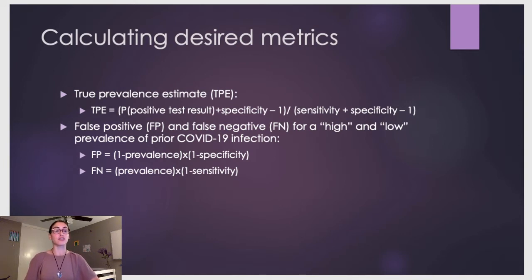False positives and false negatives for high and low prevalence of prior COVID-19 infections are calculated in the following way. False positives is equal to the quantity of 1 minus the prevalence multiplied by 1 minus the specificity. For false negatives, we multiply the prevalence by 1 minus the sensitivity. Nathan Green assumes, with evidence that is not presented in this paper, that a 20% prevalence is high prevalence for COVID-19 infections, and a 5% population prevalence is low prevalence for COVID-19 infections.